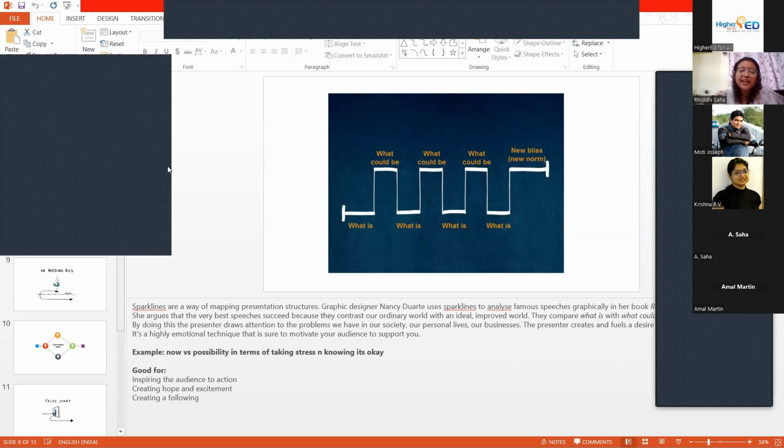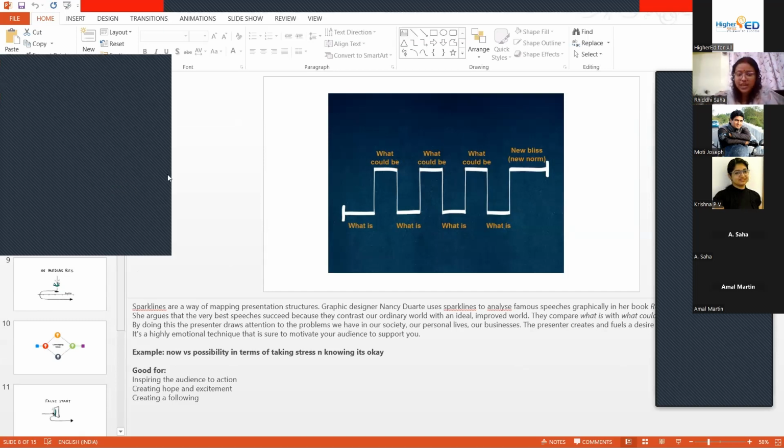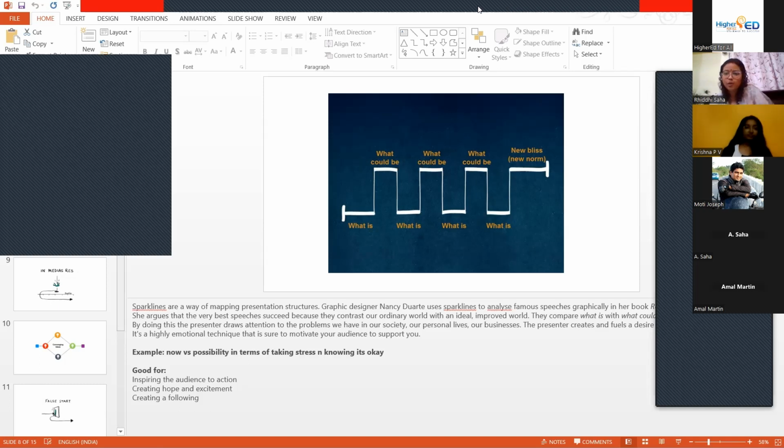Yes, so converging ideas use multiple of them, but the guiding structure was that of a spark line in my case. In fact, a multiple spark line, you can say, because I showed what could be via multiple variations. So I'll stop sharing my screen, should I? Because I've completed. Yes, ma'am, you could stop. Thank you.